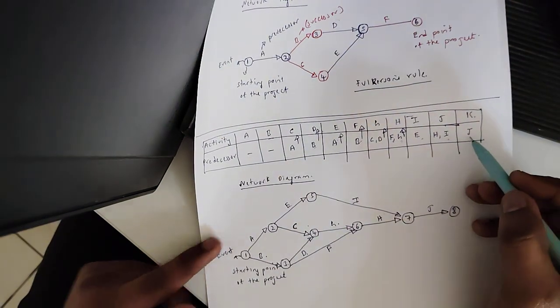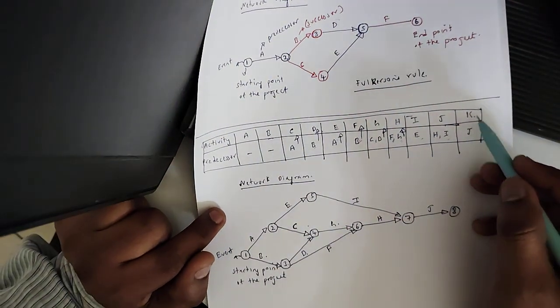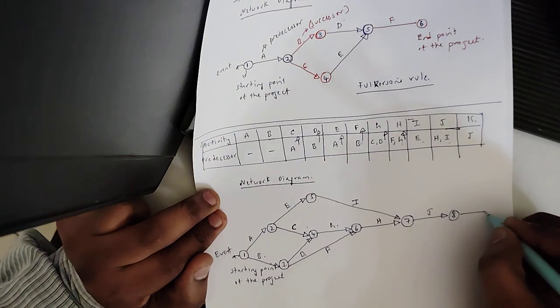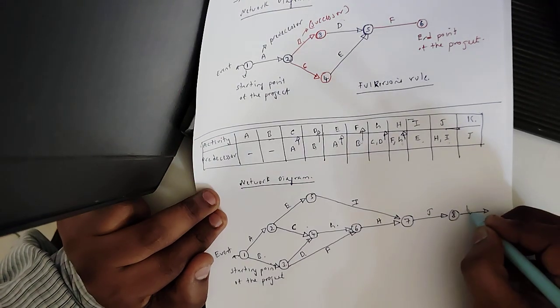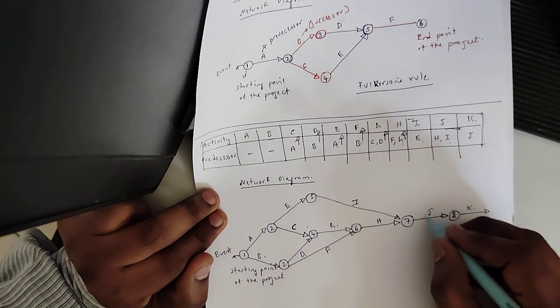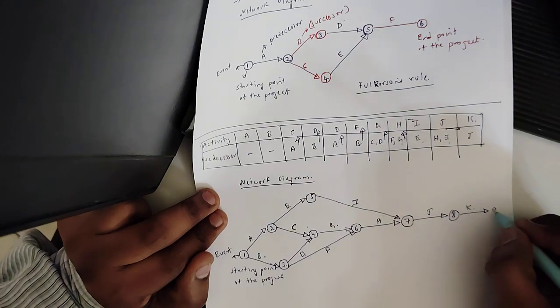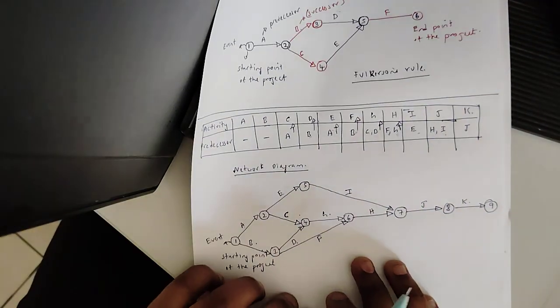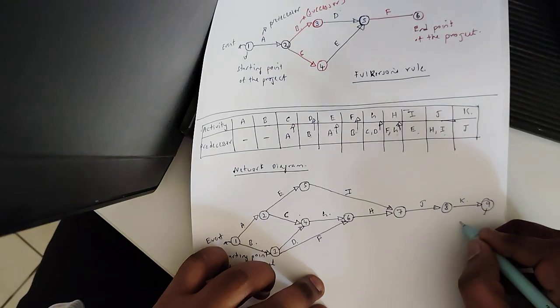And lastly, J will be the precedence for K. So J will be the precedence for K, the 9th event. So this is the ending.